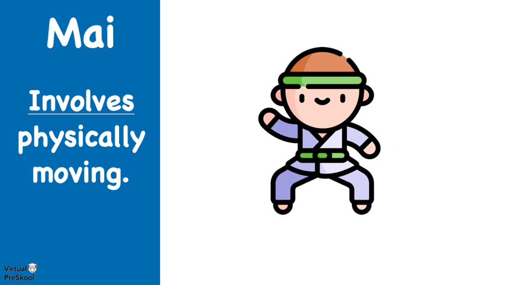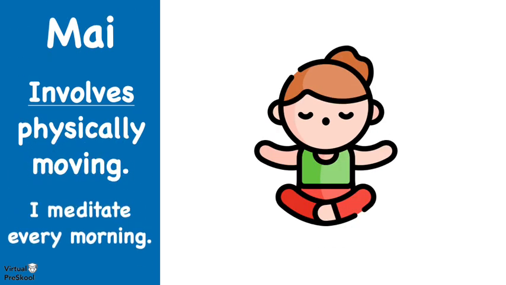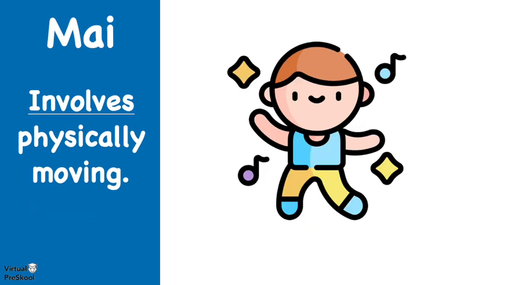For example, instead of I am practicing karate, we could change the sentence to I learn karate. He might not be doing karate right now, but it's something that he does. So it would still be a main sentence. Another example, I meditate every morning. Again, she's not meditating right now, but she does every day. So it would be a main sentence because meditation requires physical movement.